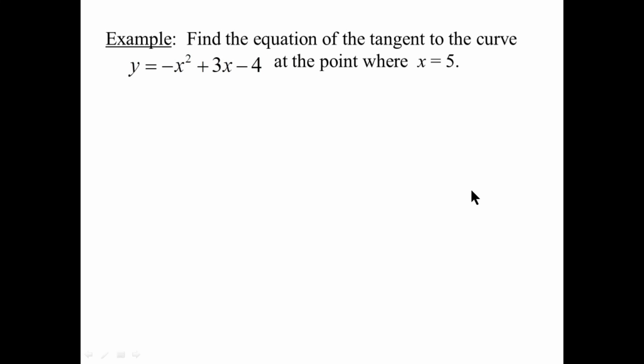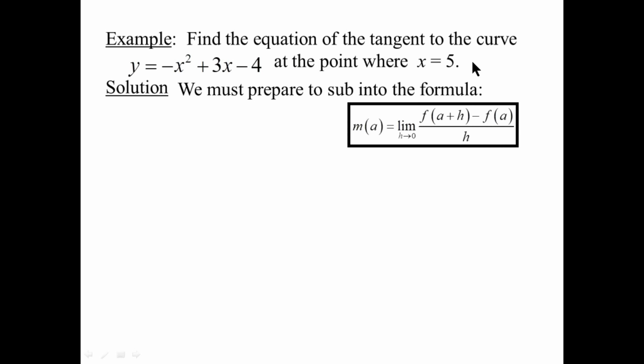Example: find the equation, not just the slope, but find the equation of a tangent to a curve, and it looks like it's a parabola that opens down, at a point where x equals 5. Okay, solution. We have a formula for this, just presented, and it's necessary to prepare. We must prepare to sub into this formula. It would be more convenient to figure out f of a first and f of a plus h first, and then take that result and sub it into this equation. It's possible to not do that, but it can get confusing.